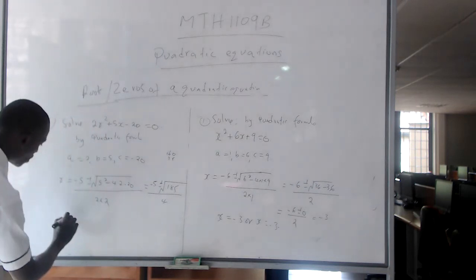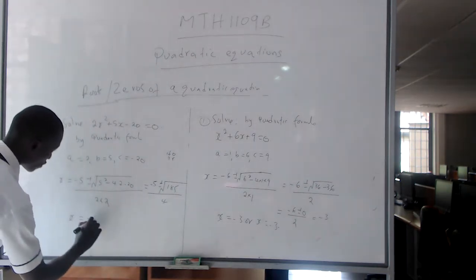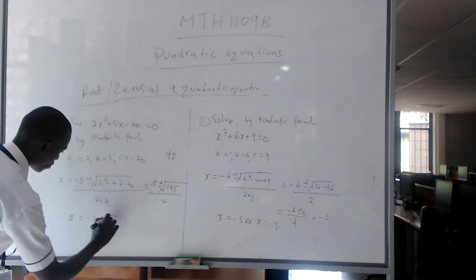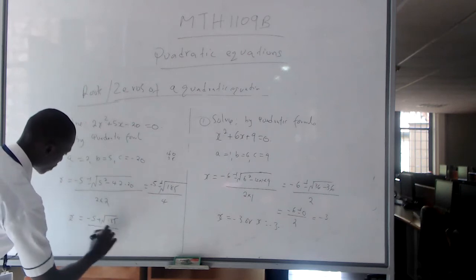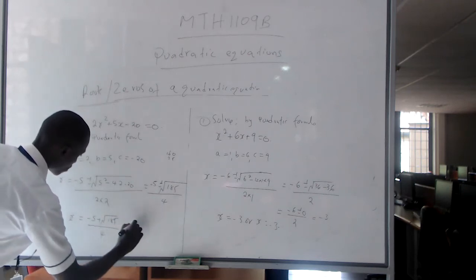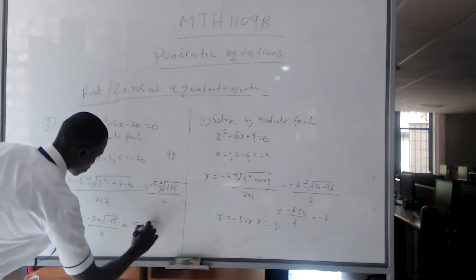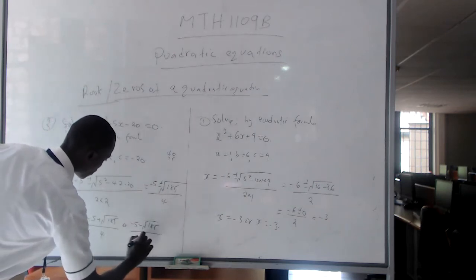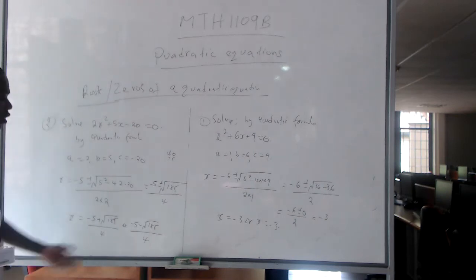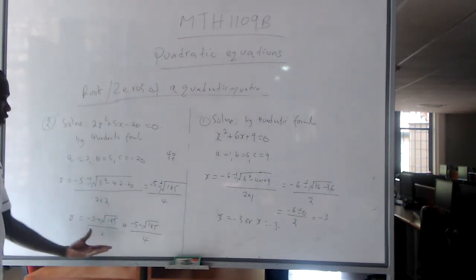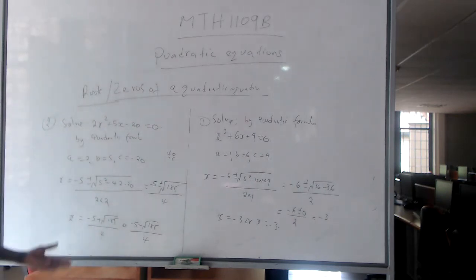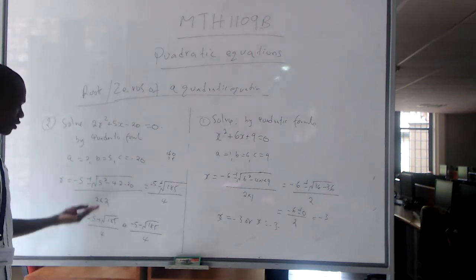So here we will get two answers: minus 5 plus the square root of 185, divided by 4, and minus 5 minus the square root of 185, divided by 4. You can go ahead and simplify or simply leave the expression like that. You can use a calculator and find the exact values.